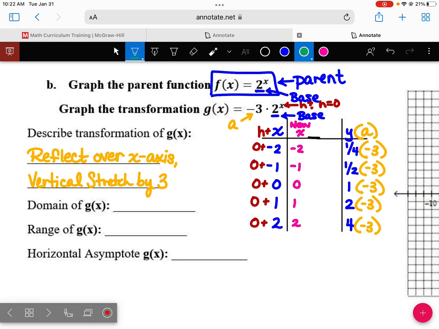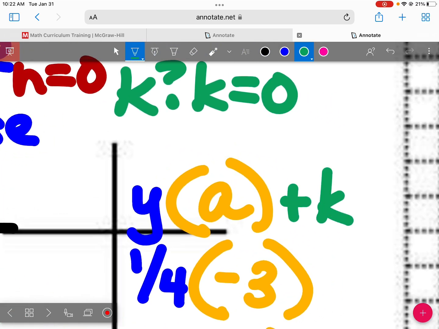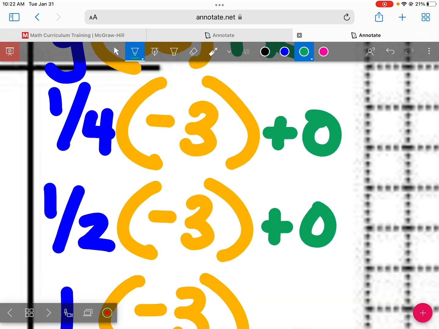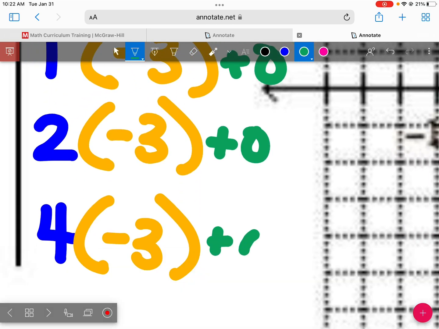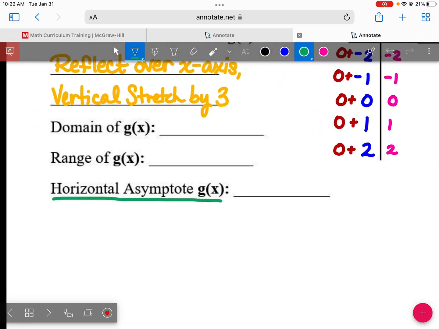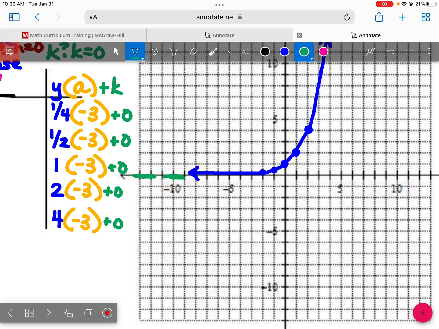What's our k value? 0. I don't see k, so k is 0. I always add k to these pieces after we multiply by a. So I'm adding nothing on. Do I go up or down at all? Nope. So where is my horizontal asymptote then? Y equals 0, because it's always y equals whatever k is. So on my graph, that's going to be right here.